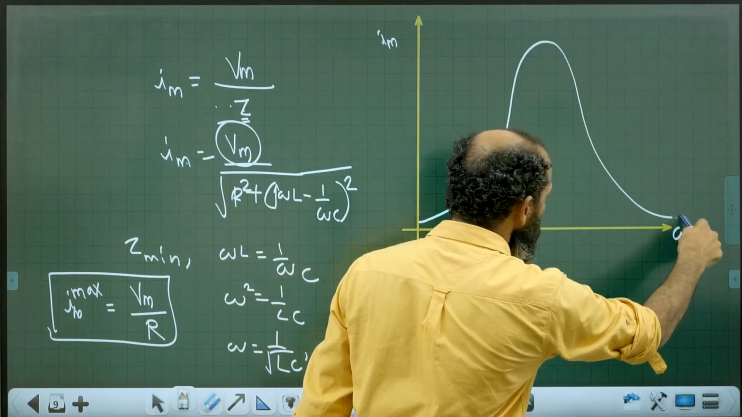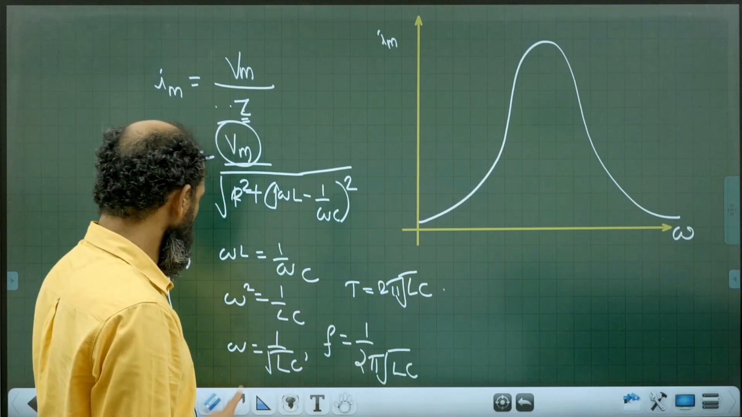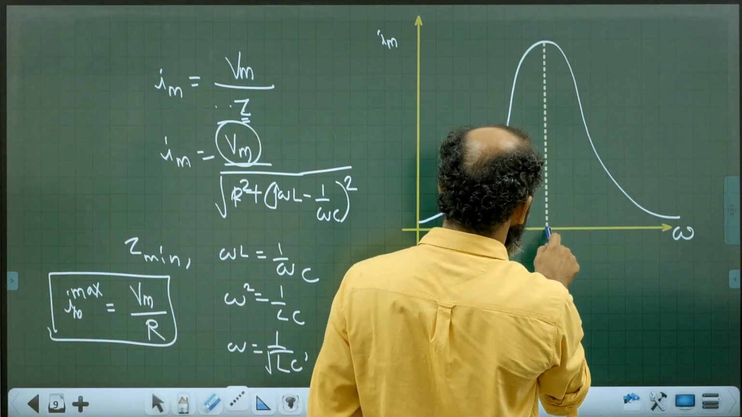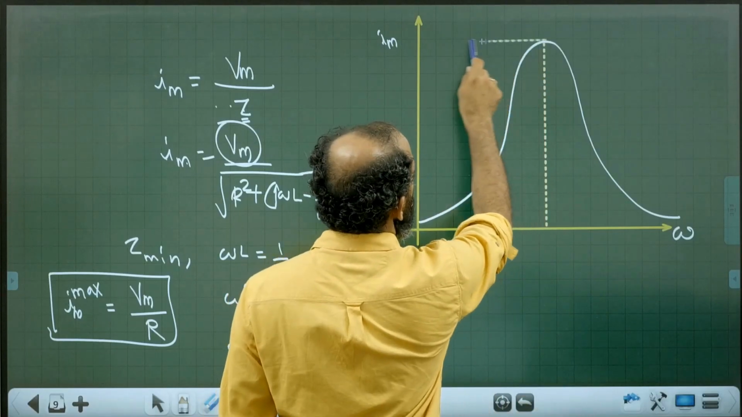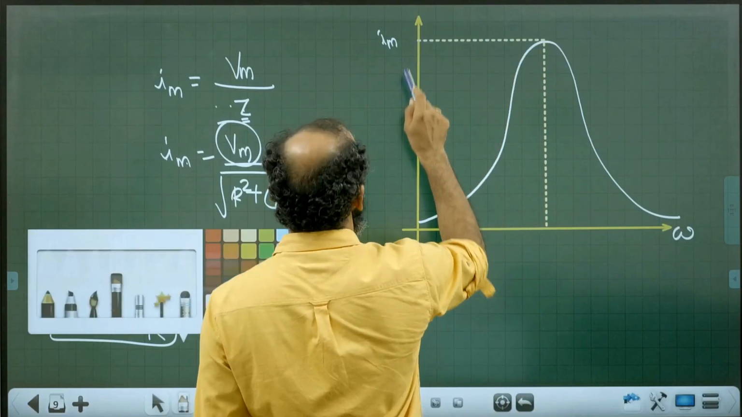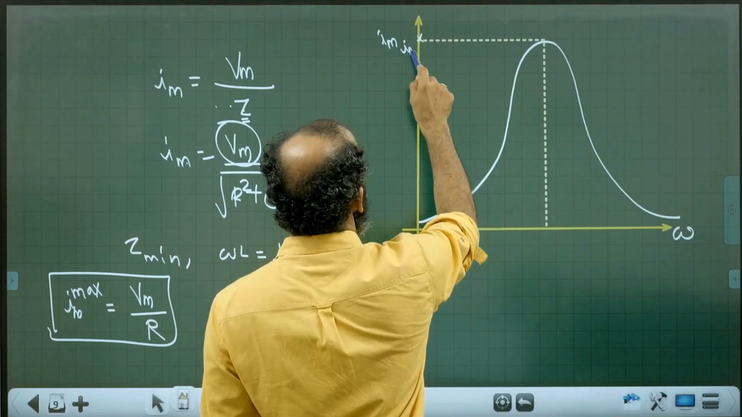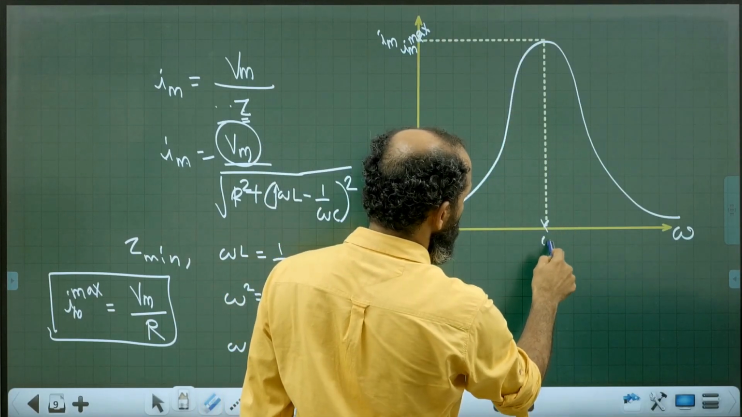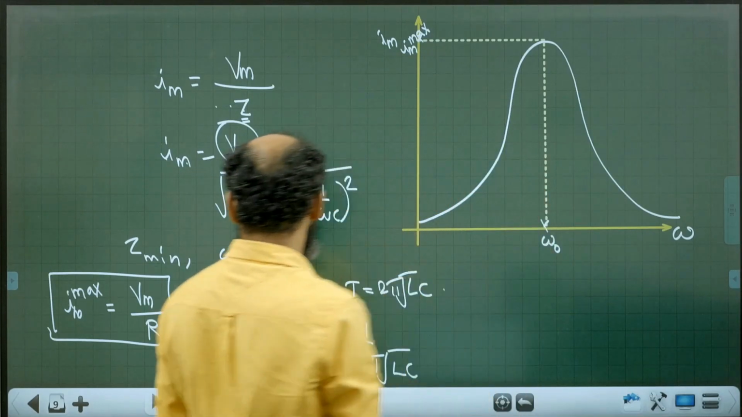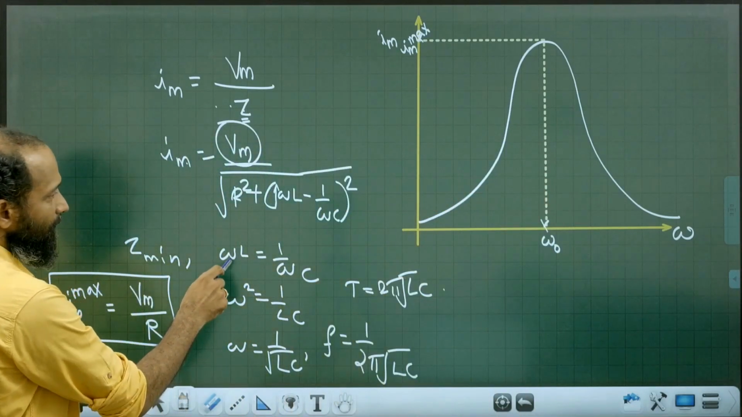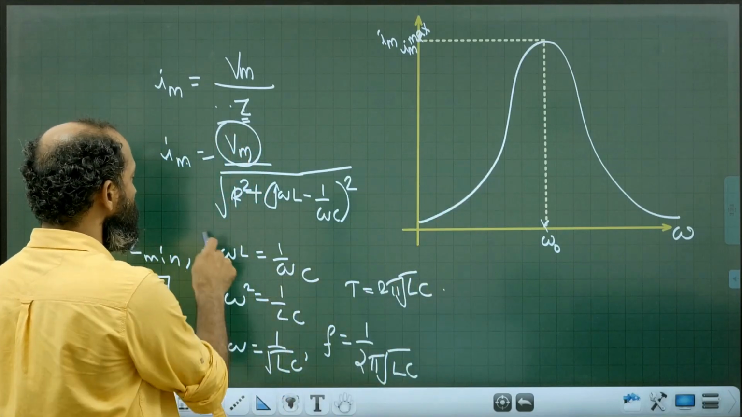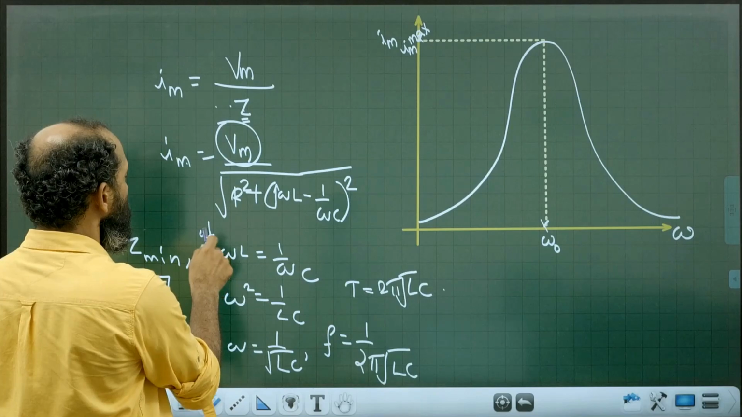Then current goes on decreasing. First the current increases, becomes maximum, then decreases. That phenomenon is called resonance. The current amplitude is now at its maximum, Im max, at omega 0. So when omega has that characteristic value, current is maximum, and that is called resonance.